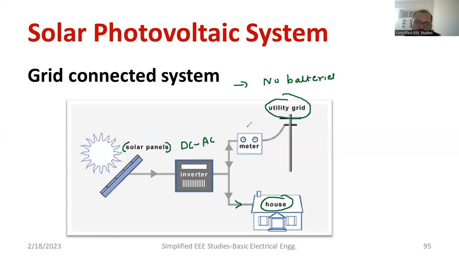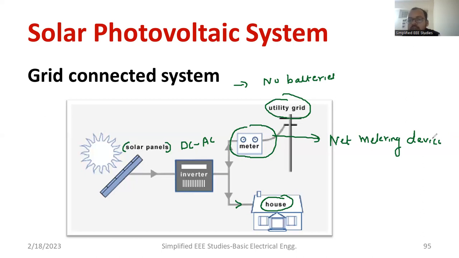Next question. One device is there called the net metering device. What is the use of the net metering device? The net metering device measures how much energy is given to the grid. Based on the energy sold to the grid, that is recorded in the net metering.